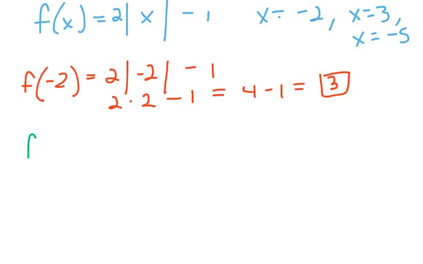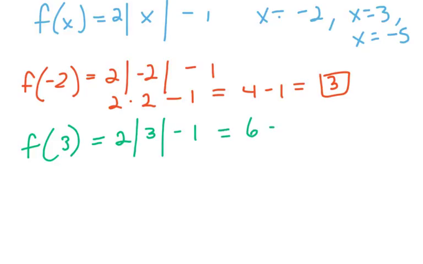Let's try f of 3, the function at an x value of 3, equals 2 times the absolute value of 3 minus 1, which is 2 times 3, which is 6, minus 1, which is 5. And let's try f, the function at x equals negative 5.